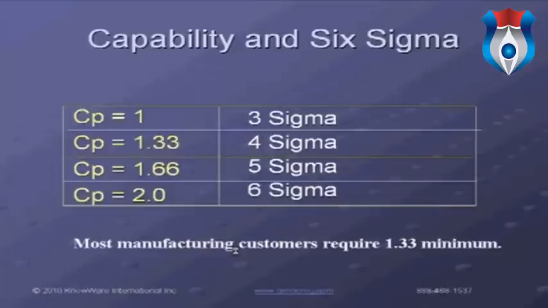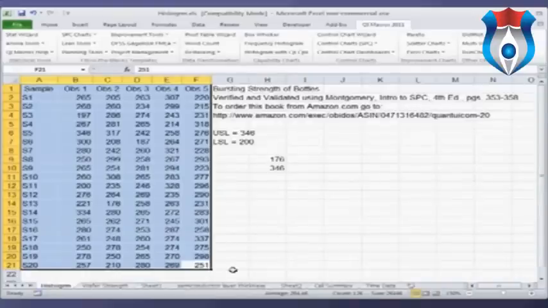If CP and CPK are both greater than 1, your process is capable. However, most manufacturing customers require at least 1.33. And how do CP and CPK relate to sigma? Well, a CPK of 1 is 3 sigma, 1.33 is 4 sigma, 1.66 is 5 sigma, and a CP of 2 or greater is 6 sigma. So if you want to know where you are in the Six Sigma world, this would be a way to capture that. Here's an example of some data, and this is the bursting strength of bottles.